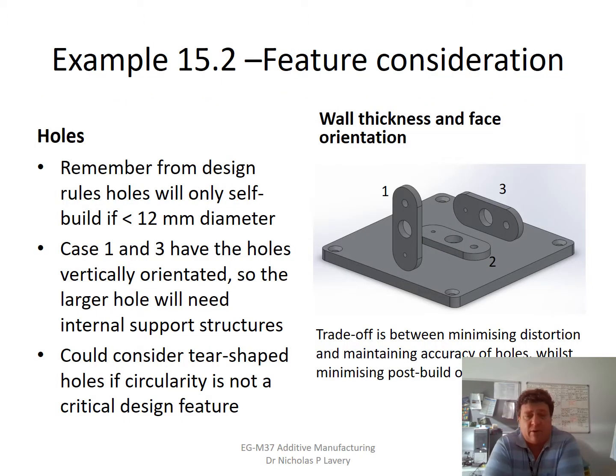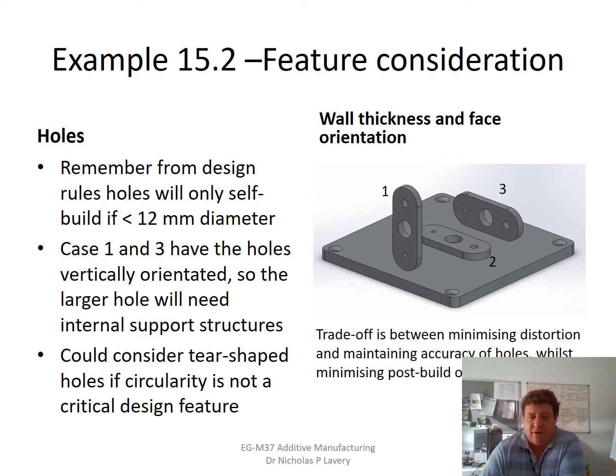Right, so if you remember from the design rules that were published by Krantz, and I discussed it earlier on in this lecture, we will only need to have support if these holes have a larger than 12mm diameter. So case 1 and case 3 have the holes built in a vertical orientation. So certainly the larger hole will need support structures. And as we mentioned in terms of the design, if the shape of this hole wasn't critical to the part, then we could consider a tear-shaped hole.